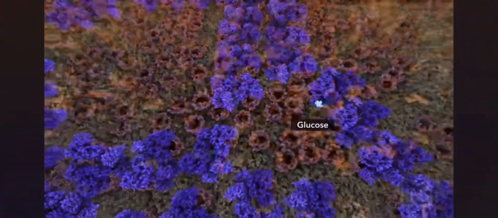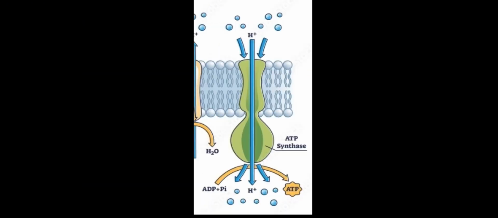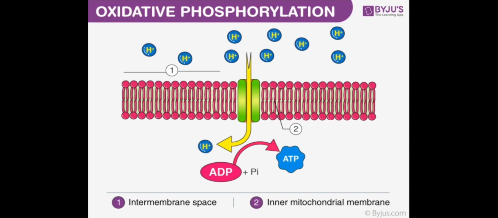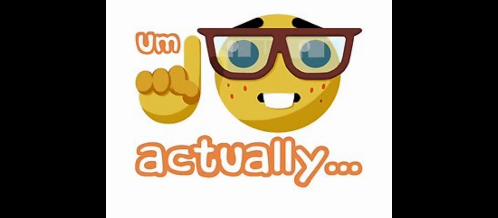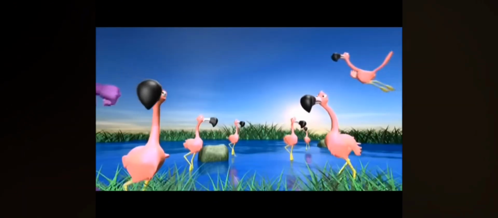The flow of protons back through ATP synthase drives the production of ATP from ADP and inorganic phosphate, a process known as oxidative phosphorylation. To summarize, these processes form the backbone of cellular respiration, providing cells with the energy they need to carry out essential functions.